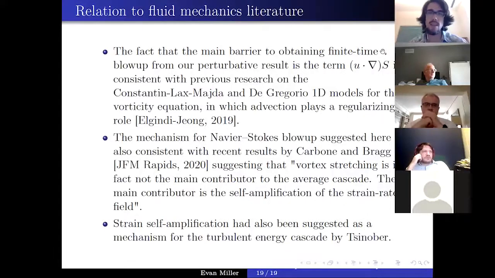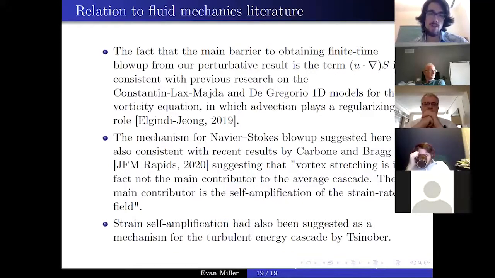And this is interesting, that the main barrier to obtaining finite-time blowup from our perturbative result is the advection term, because it's consistent with previous research on the Constantin, Lax, Majda, and De Gregorio 1D models for the vorticity equation, in which advection plays a regularizing role. So the Constantin, Lax, Majda model is a 1D model for the Euler equation, where you replace the vortex stretching term with the Hilbert transform. So you replace a matrix of Riesz transforms with the Hilbert transform in 1D. And then the De Gregorio model involves adding an advection term to that equation. And the advection term helps to make the equation a bit more regular in this model equation. And so this is consistent with some other work on model equations for the Navier-Stokes equation.